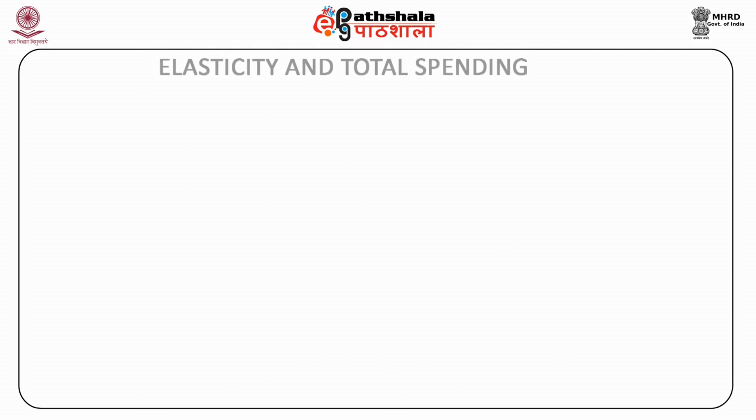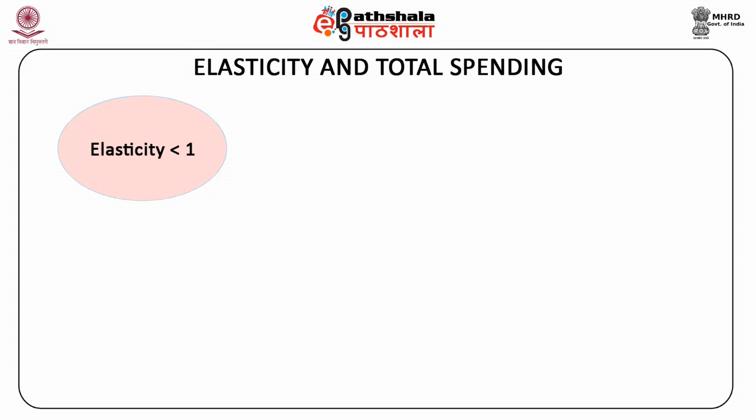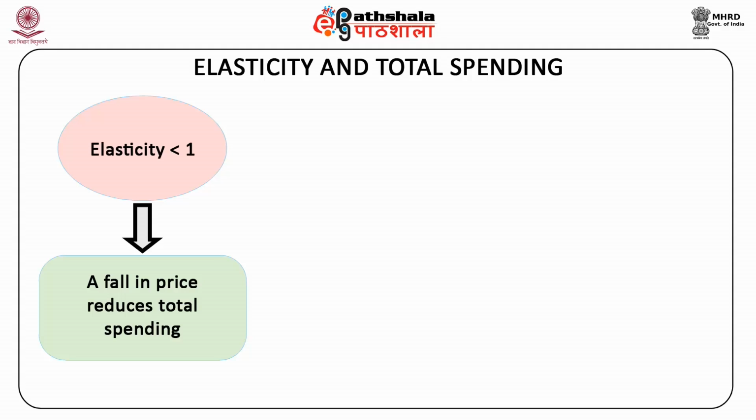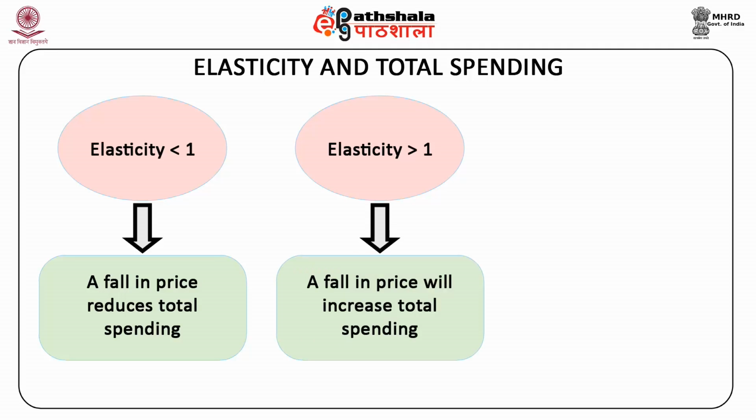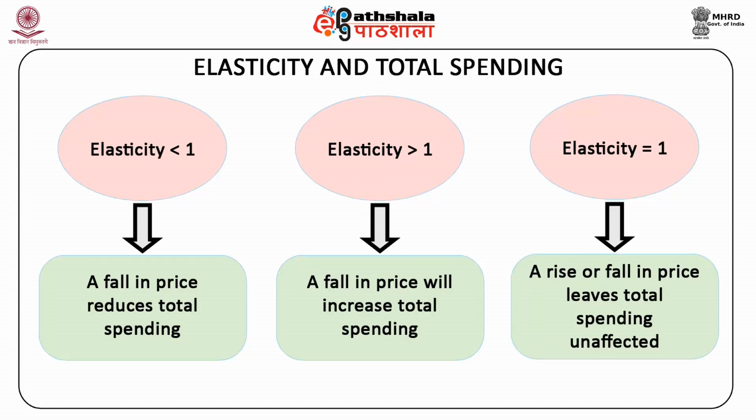Hence, based on this, we can draw the following outcomes. When elasticity of demand is less than unit elastic, a fall in price reduces the total spending on the product and a rise in price increases it. When the elasticity of demand is more than unit elastic, a fall in the price will increase the total spending on the product and vice versa. When elasticity of demand is unity, then a rise or fall in prices leaves the total spending on the product unaffected. That is, total spending does not change.